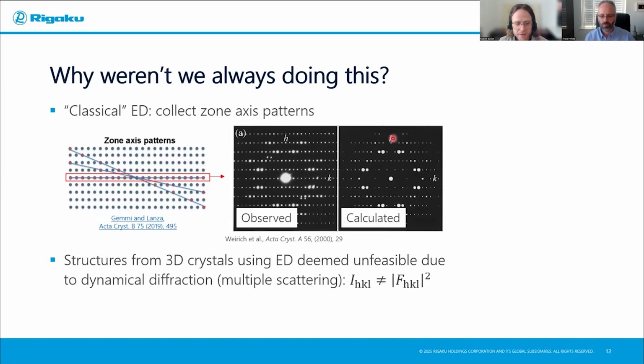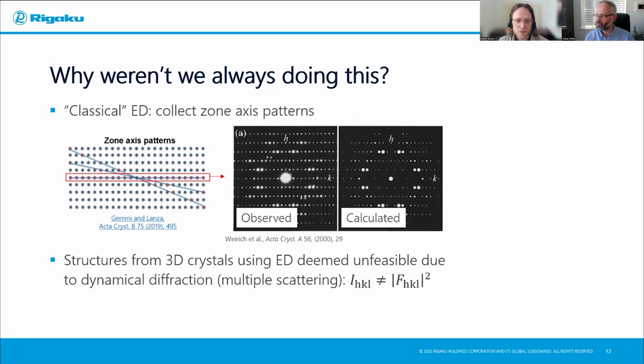calculated pattern, you see that the intensities look totally different and they're all messed up. You can also see that systematic absences are totally violated. And the reason for that is that multiple scattering due to this strong interaction leads to dynamical diffraction effects. And this dynamical diffraction due to multiple scattering shows up in that the intensities of the Bragg spots are no longer proportional to the square of the structure factors, which is the underlying assumption in this calculation.